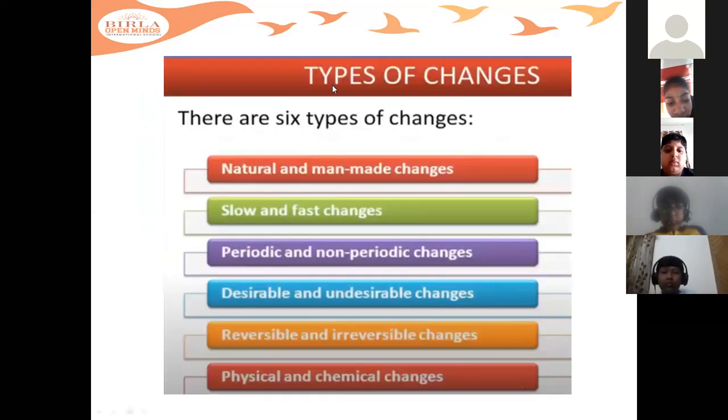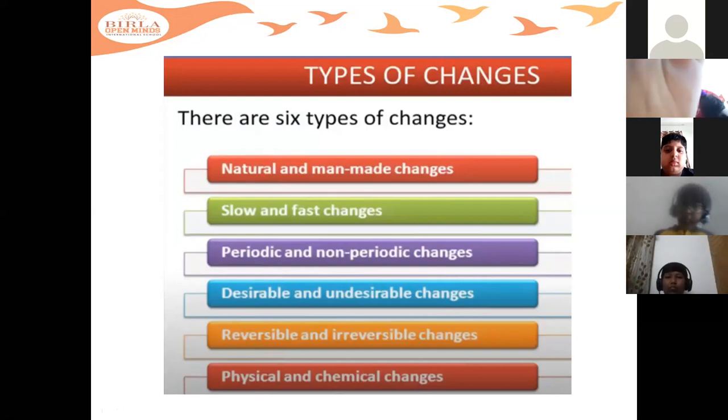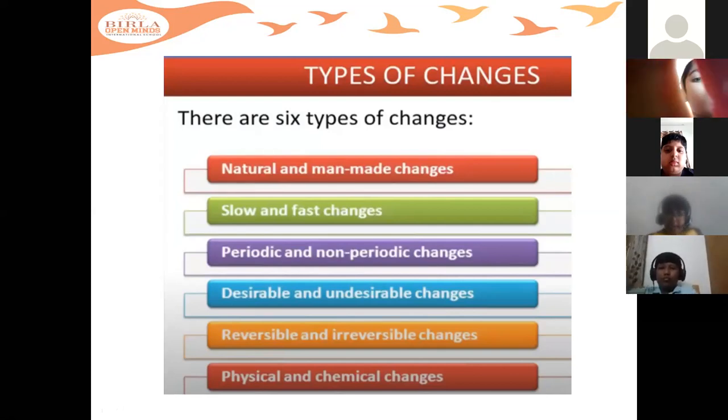Now types of changes. If you see here, there are types of changes, children. Natural and man-made changes. Natural changes you can see in nature, around you. Natural changes like a small chicken, a kitten or a puppy. They change. These are the normal natural changes. They will be growing slowly. A small baby will be growing. So these are the natural changes.